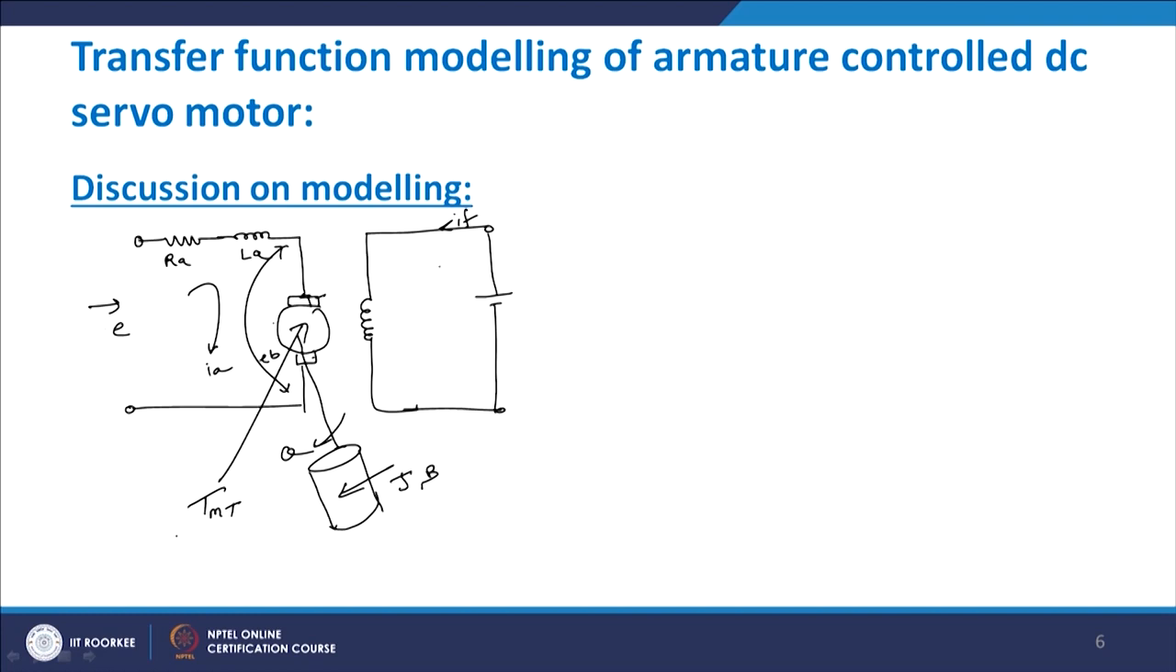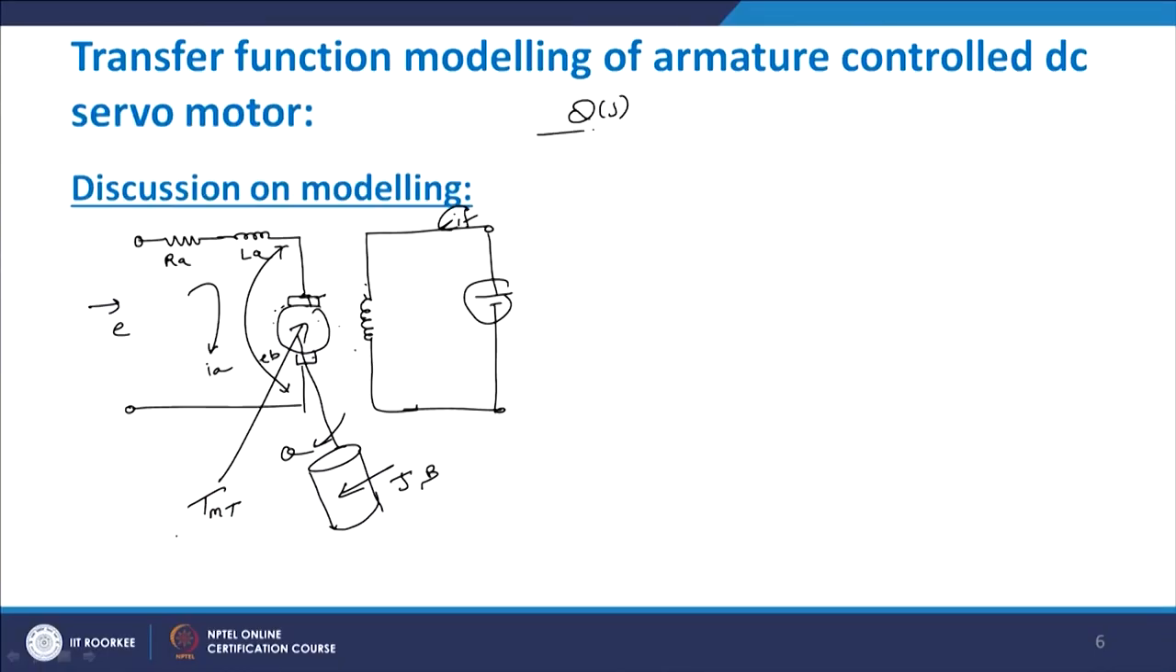Here we find that this is a field winding. What is the purpose of the field winding? It is to produce the flux, and this is the supply to produce the field current. As the field current changes, the flux changes, and this flux is responsible for getting the torque. When this conductor cuts the flux, we get the torque. And here is EB, the back EMF, and E is the applied voltage. Our main purpose is to develop a transfer function model of this servo motor, that is, to get theta(s) by E(s).